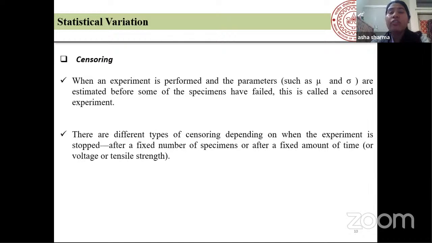What can be done is that we don't wait for the 10th sample, we just censor it. So censoring is when an experiment is performed and the parameters need to be estimated, but a certain number of samples have not failed. We define some time period that we will wait until. If it doesn't fail, we censor this particular specimen and estimate the mean value and the standard deviation for the rest of the samples which have failed. Then according to that we calculate our breakdown voltage probability.